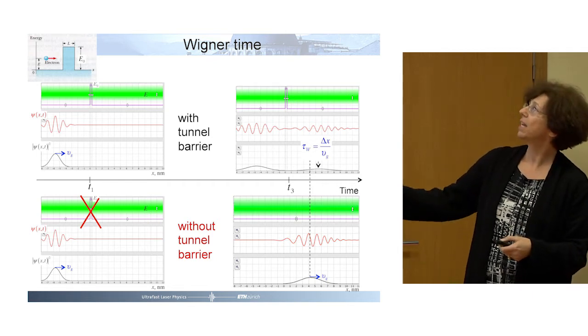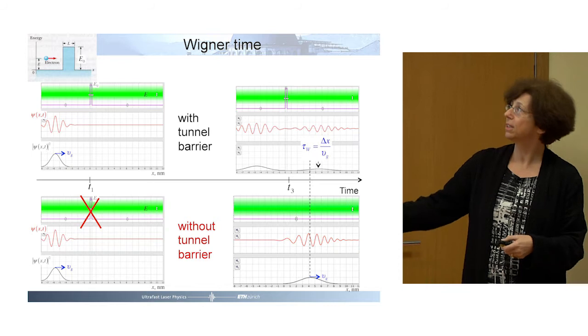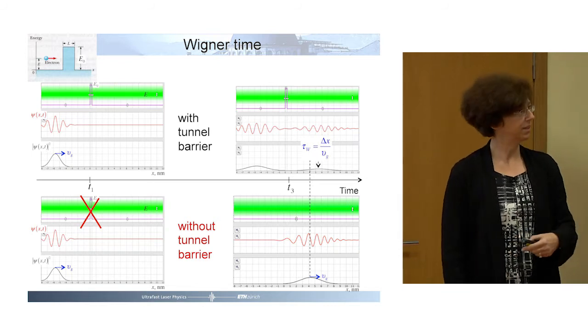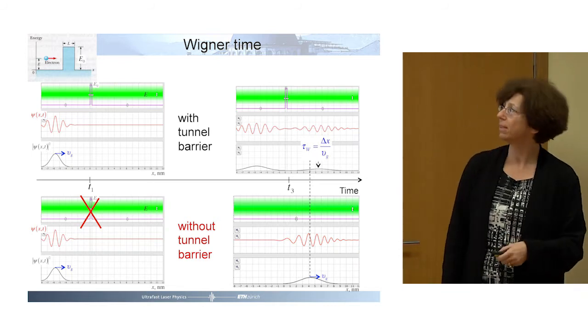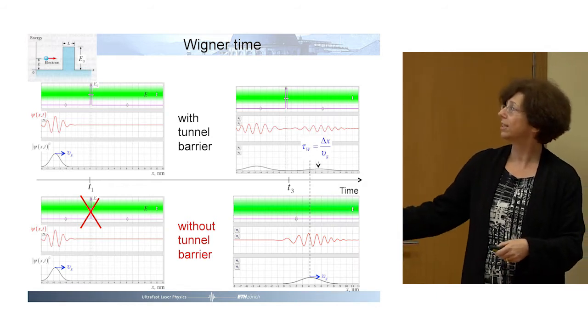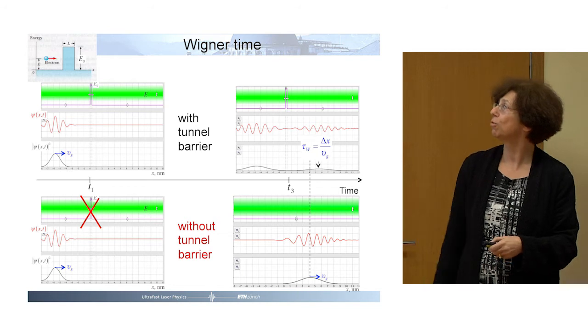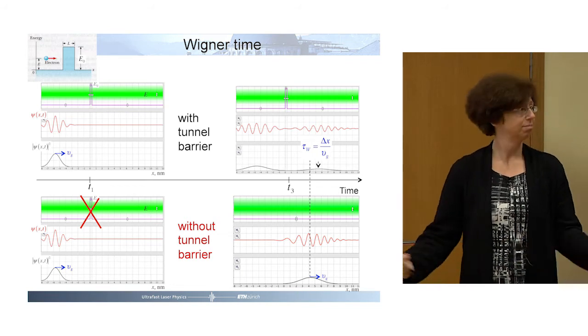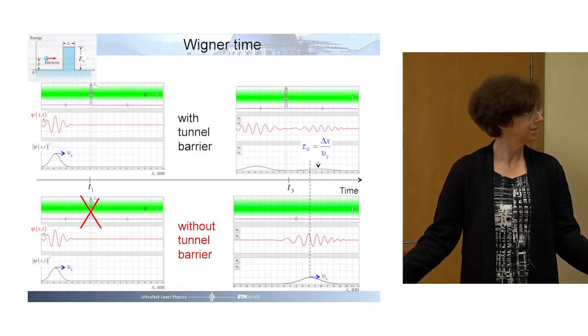So you take an experiment with a tunnel barrier, then you make the same experiment with the same wave packet, take the tunnel barrier away, and measure the time it takes for the wave packet to go through, and you look at the difference. That's the tunneling time, right?